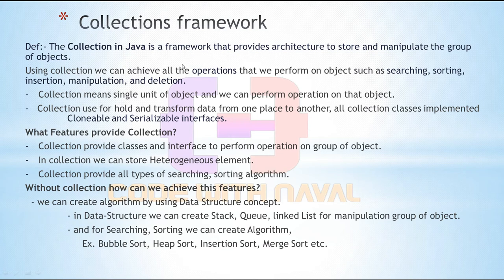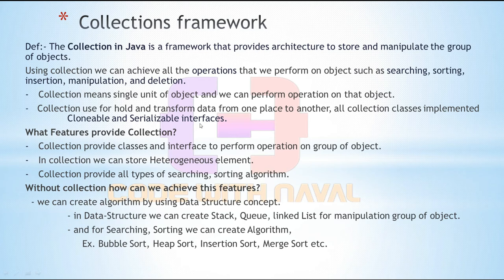The collection is a Java framework that provides an architecture to store and manipulate a group of objects. We can store and manipulate a group of objects in a single entity. Using a collection, we can achieve all the operations that we perform on objects, such as searching, sorting, insertion, manipulation, and deletion. Collection means a single unit of objects, and we can hold multiple objects in a single unit and perform operations on them. Collection is used to hold and transfer data from one place to another. All collection classes implement the Cloneable and Serializable interfaces.